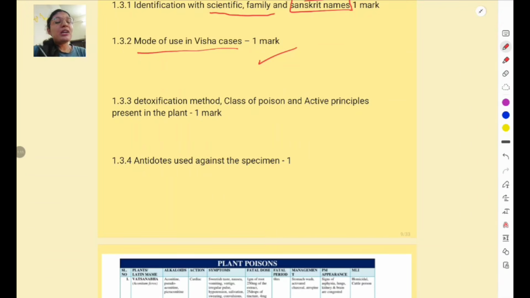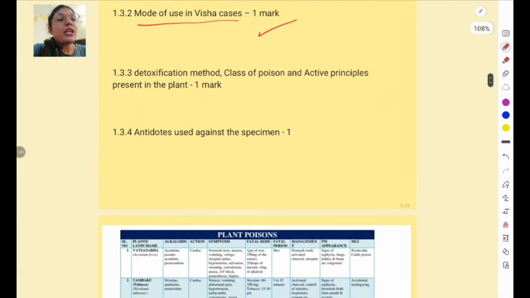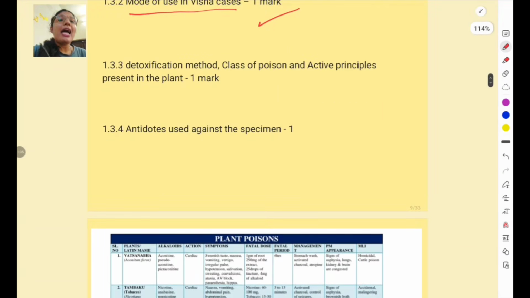Because as you know, Vatsanabha is a cardiac toxin, but it is used in many formulations, and it is good, as it has the diaphoretic property, Jwaraghna property, and Shothahara property. That is why we use it in many formulations, but in a very small dose and after its purification. So they can ask what the detoxification method of that particular drug is, along with its active principle and the antidote used against that specimen.